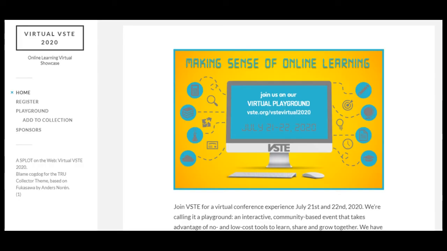On July 21st and 22nd, VISTE, the Virginia Society for Technology and Education, is holding a free virtual conference. They're calling it a playground, an interactive, community-based event that will take advantage of no and low-cost tools to learn, share, and grow together. There will be live events including keynotes, discussions, maker workshops, and virtual environment explorations.